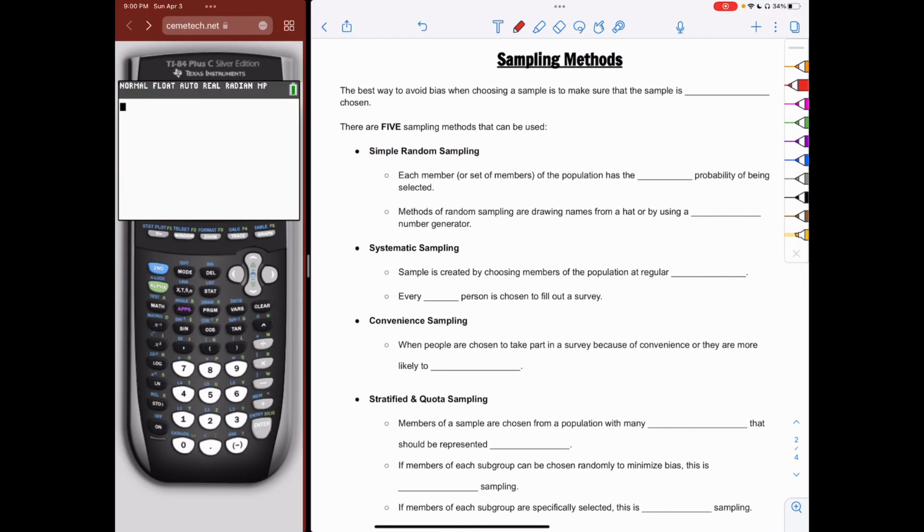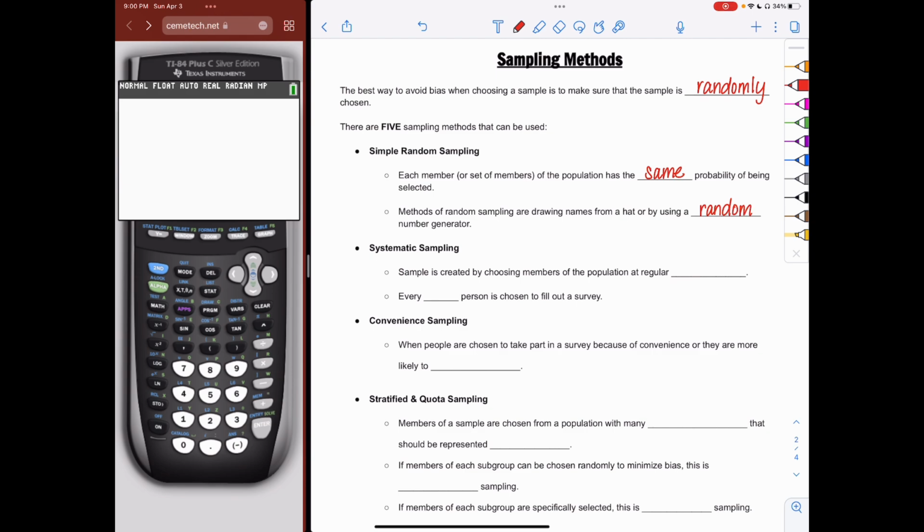So now let's talk about sampling methods. The best way to avoid bias when choosing a sample is to make sure that the sample is randomly chosen. There are 5 types of sampling methods that can be used. The first method is simple random sampling. Each member or set of members of the population has the same probability of being selected. Methods of random sampling are drawing names from a hat or using a random number generator.